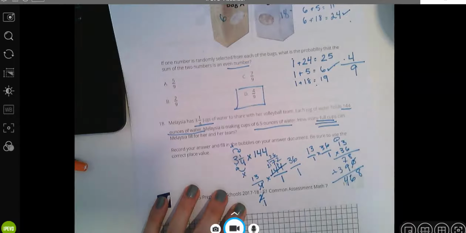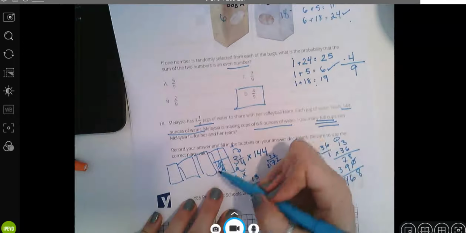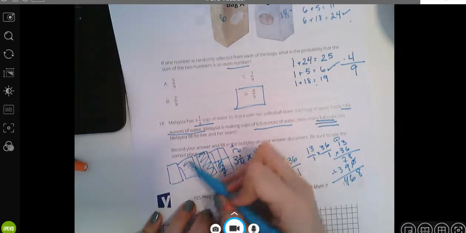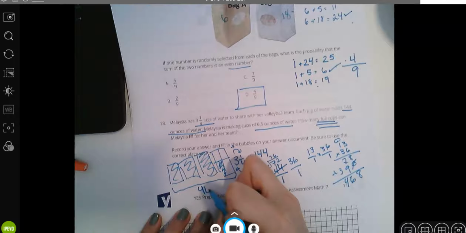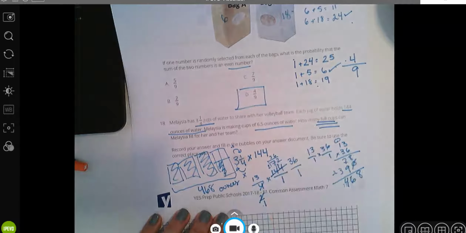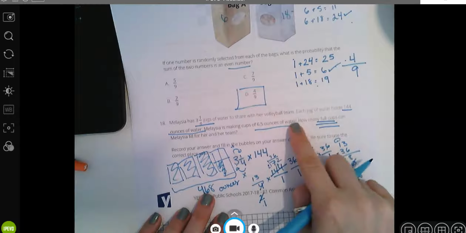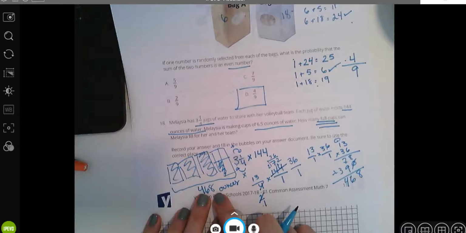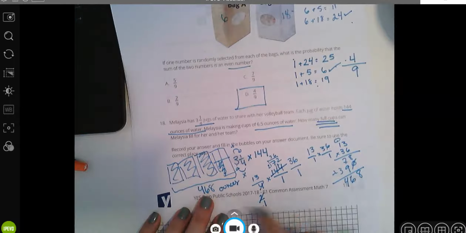I now just know that the 3 1/4 jugs that she had, 1, 2, 3, not that you can actually fill a jug of water like that. Her 3 1/4 jugs are actually 468 ounces. Probably fluid ounces because we're talking about water. She's making cups of 6.5 ounces. So if I want to know how many cups this makes, I'm going to have to split it up into groups of 6.5, which is division.